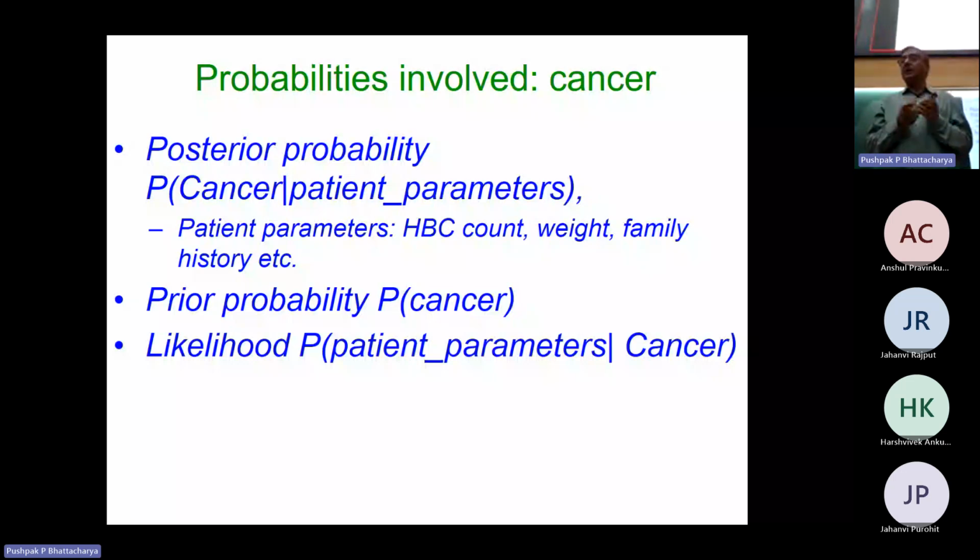What about this probability of cancer? This again will require a sample from the population. Maybe we are trying to detect, let's say, our population is people who smoke, people who smoke cigarettes. Let's say this is our population. So we'll have to get a sample from the population of people who smoke.